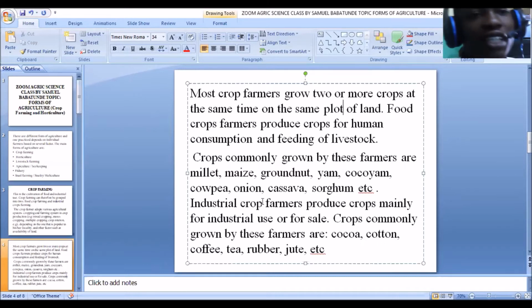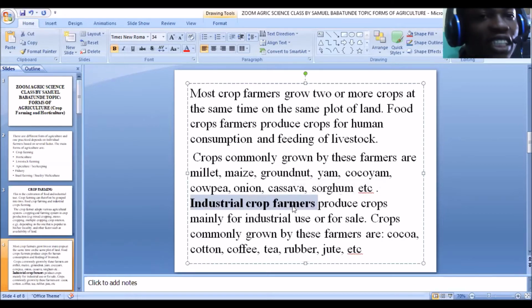But on the other hand, industrial crop farmers produce crops mainly for industrial use or for sale. So their sole aim is to produce crops for industrial use. Their sole aim is not for consumption at all. The crops they produce are not for human or livestock consumption or feeding of livestock. It's just solely for industrial purpose, for sale.